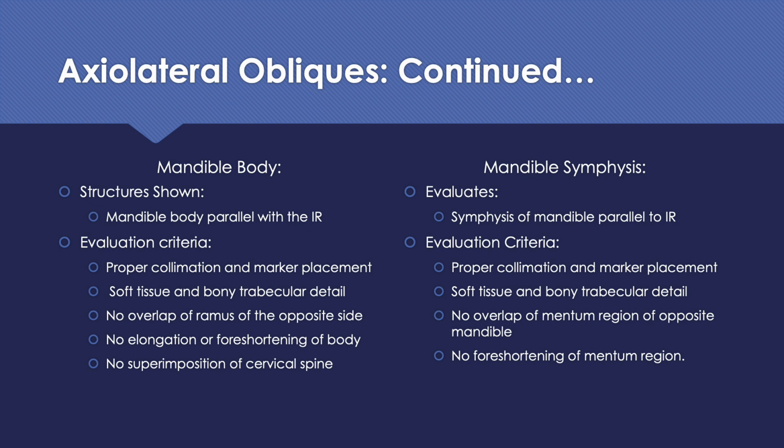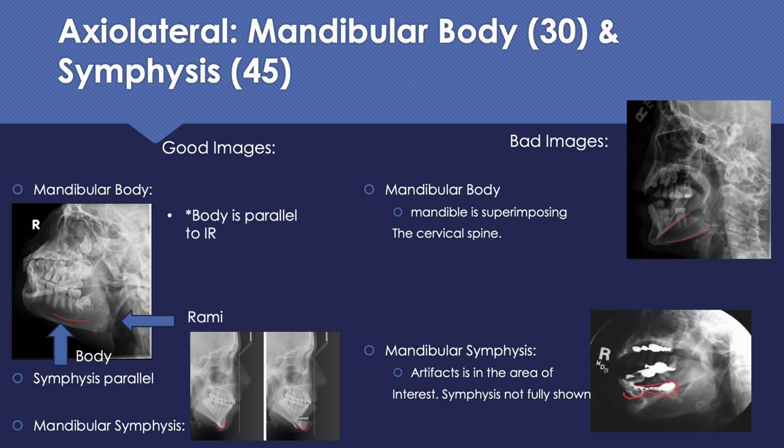For the evaluation criteria for the symphysis, it evaluates the symphysis of the mandible being parallel to the IR, as well as proper collimation and marker placement, as well as showing bony trabecular detail. We will have no overlap of the mentum region of the opposite mandible, no foreshortening of the mentum region. Here are images to follow the evaluation criteria.